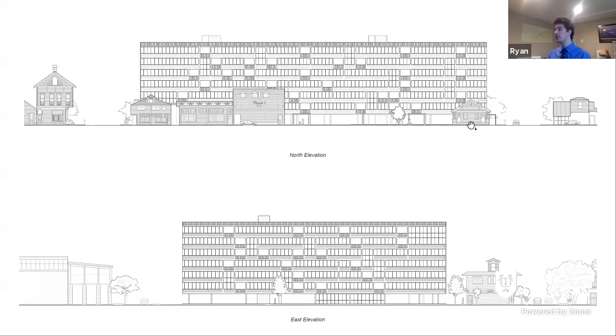North elevation, we can see French Truck Coffee here and the steakhouse. And an east elevation where you can see the school that exists across from the site.